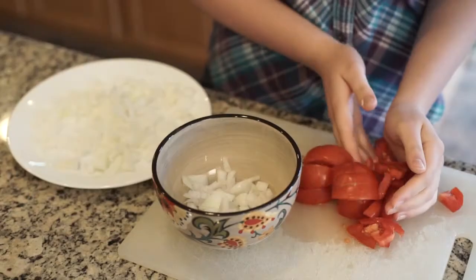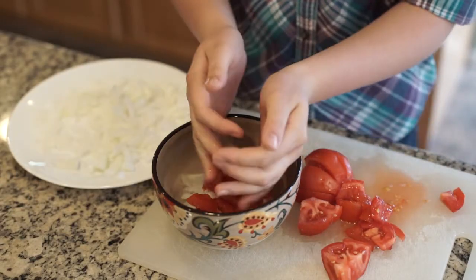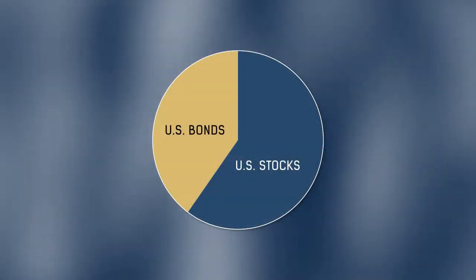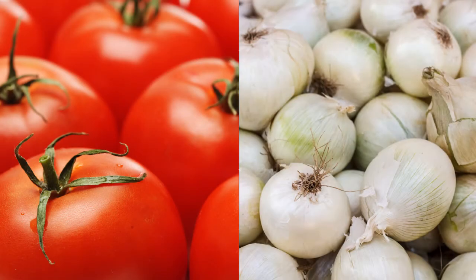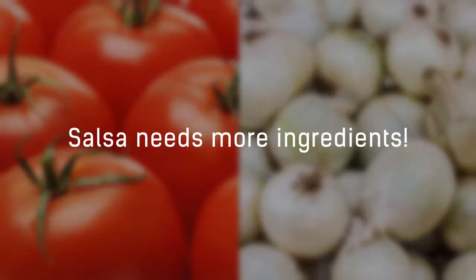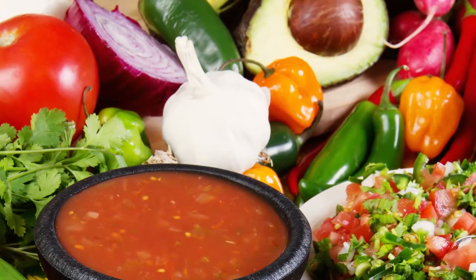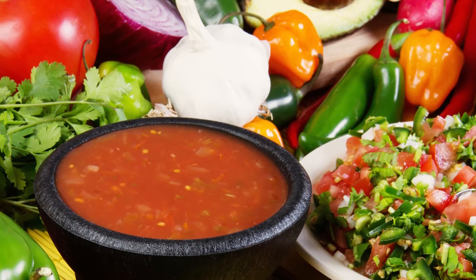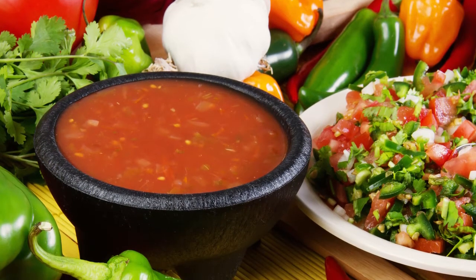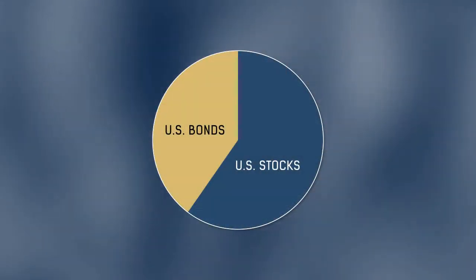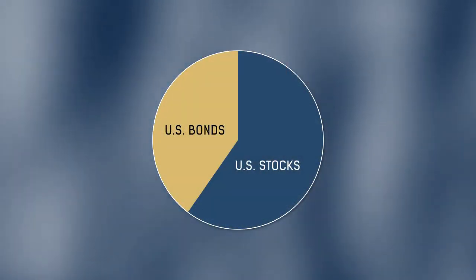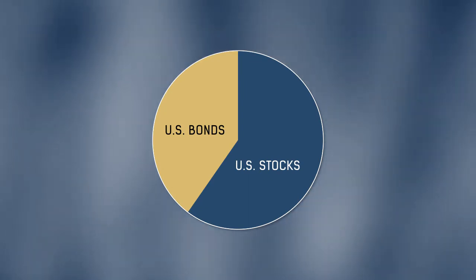How good do you think salsa would taste with only tomatoes and onions? Even if you were to use 500 different kinds of tomatoes and hundreds of different kinds of onions, the salsa will not be very tasty. Simply put, salsa needs more ingredients. You need to add things like peppers, lime juice, cilantro, salt, vinegar, and so on to improve the results. The same holds true with your portfolio. You need more investment ingredients to improve your results.